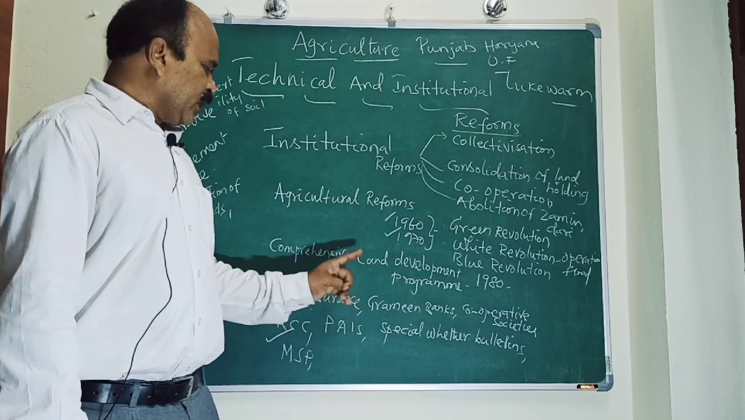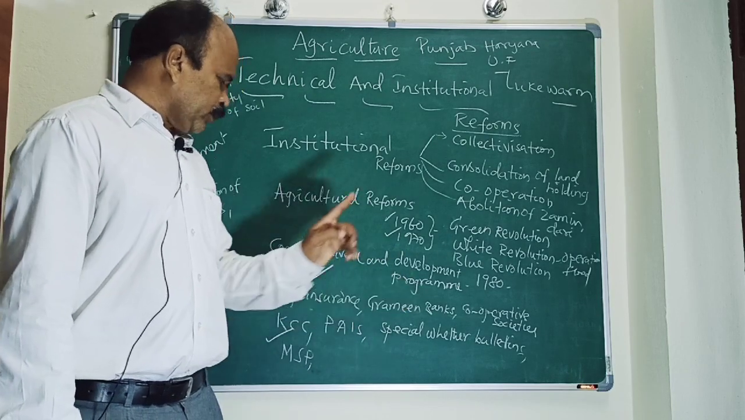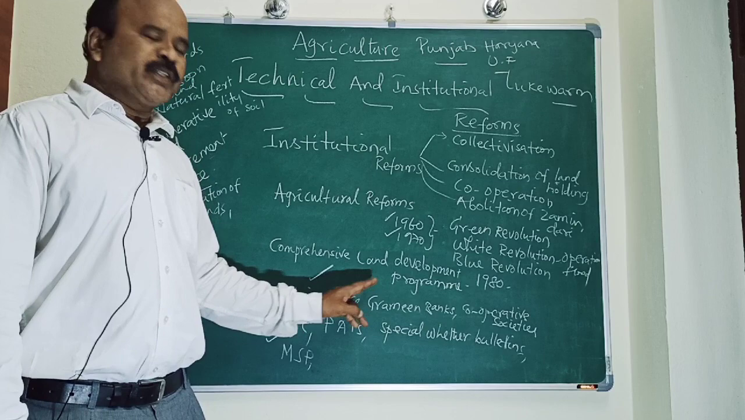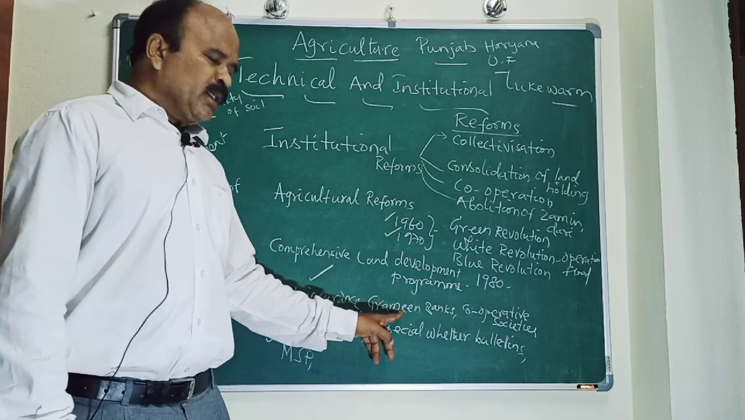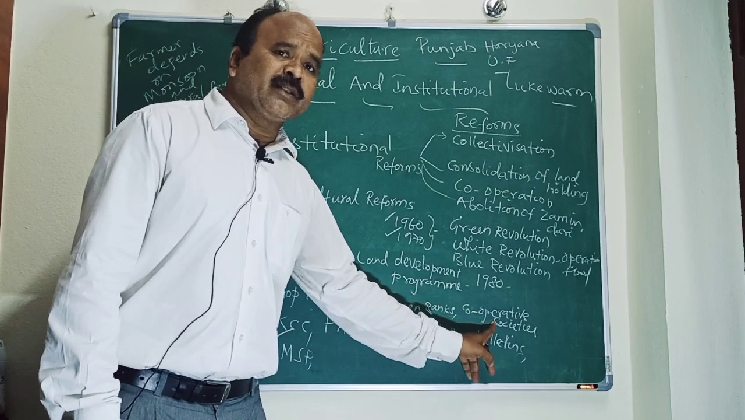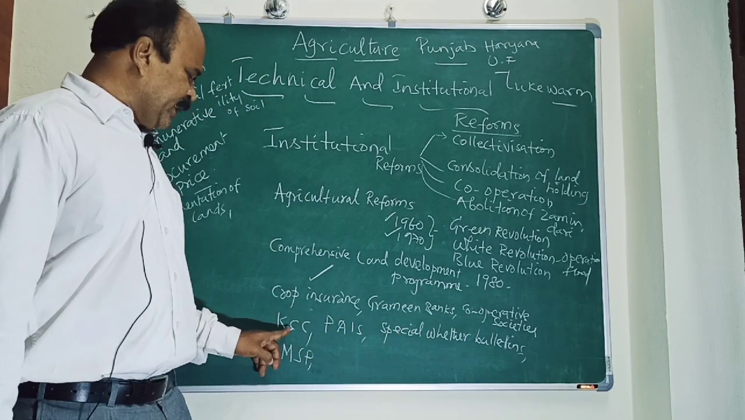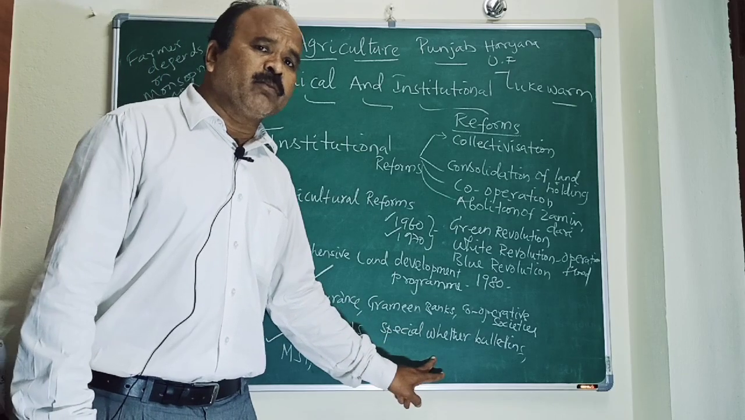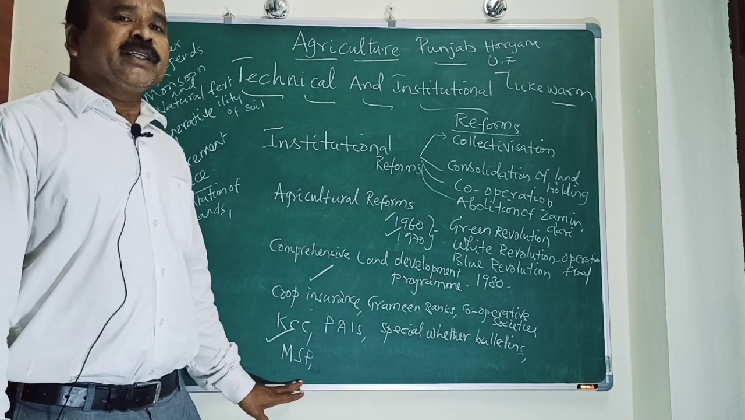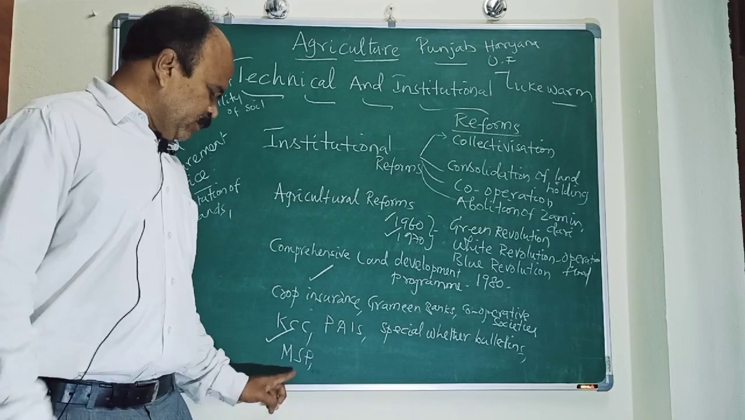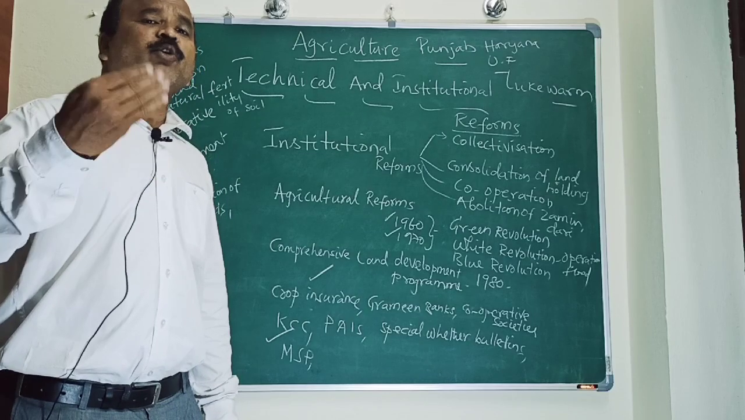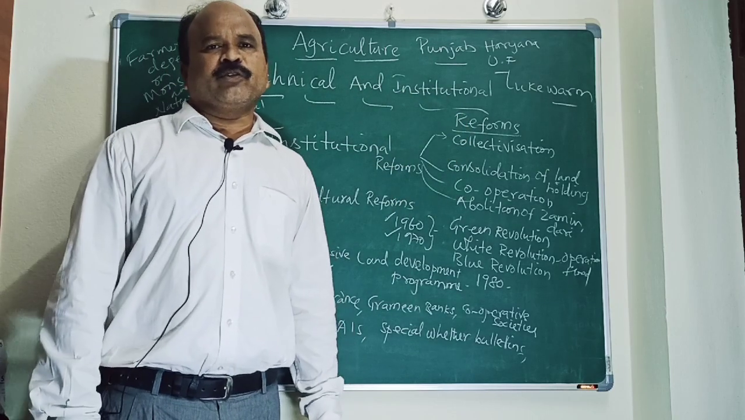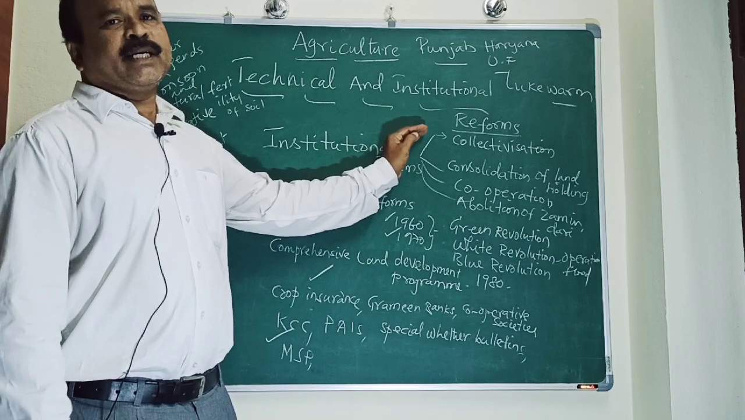So after the 1980s, the government has gone for the Comprehensive Land Development Program. In this, farmers are given many useful, beneficial activities like crop insurance, establishment of Gramin banks and cooperative societies in the villages to give loans to the farmers at a low interest rate, KCC, Kisan Credit Card, PAIS, Personal Accident Insurance Scheme, special weather bulletins on TVs and radios, and good prices for the products of farmers. What are they? MSP, minimum support price, remunerative price and procurement prices. So these are the technical and institutional reforms introduced by our government for the development of agriculture in India.